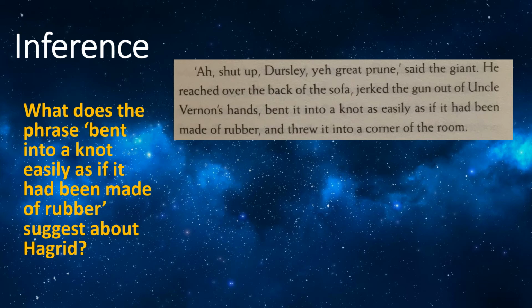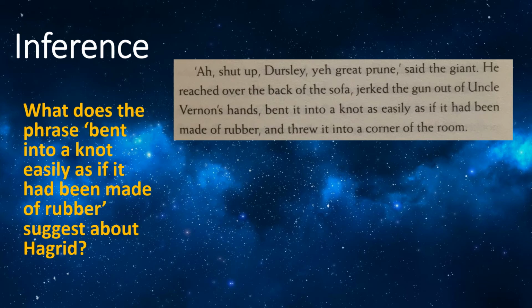Well, it doesn't tell us exactly what Hagrid is like, but it gives us an example to make it very clear. So in my head, I'm just imagining someone holding a long gun and actually bending it into a knot. Sometimes I struggle to unbend a paperclip, or something else that's made of metal, which guns are made of. So in my mind, clearly, this is not an easy thing to do, but it goes on to say he bent it into a knot as easily as if it had been made of rubber.